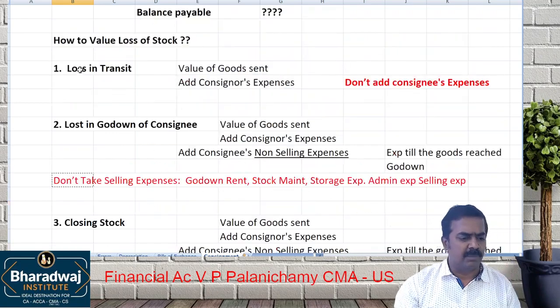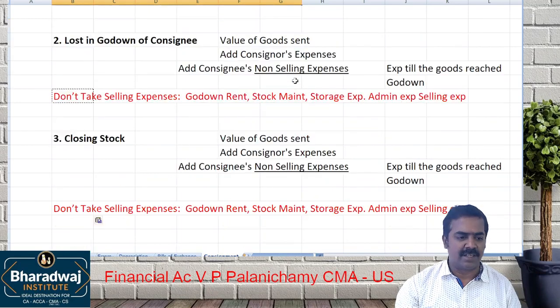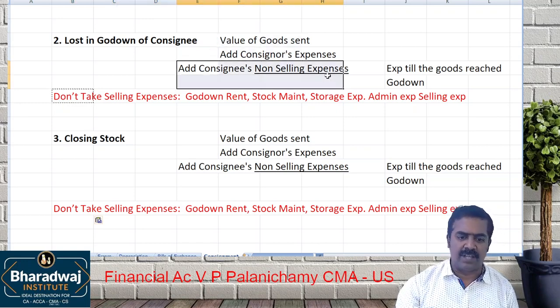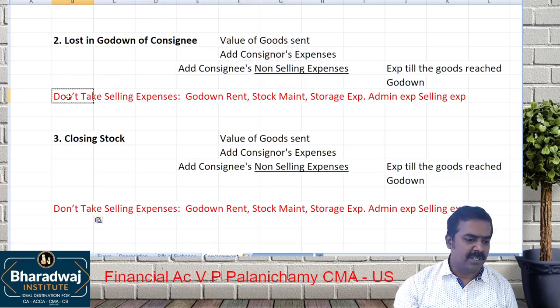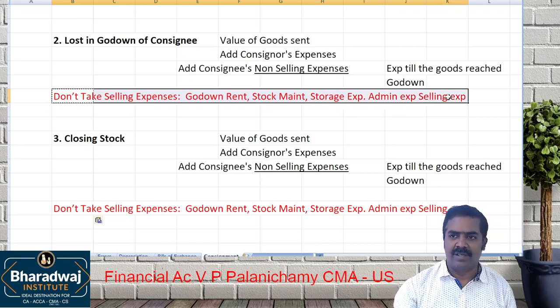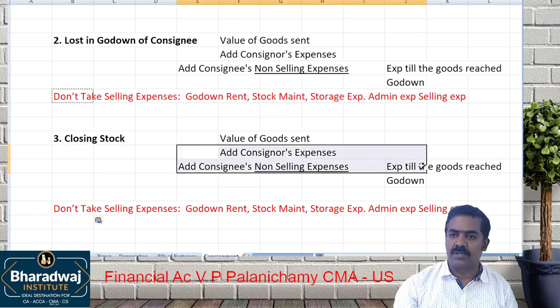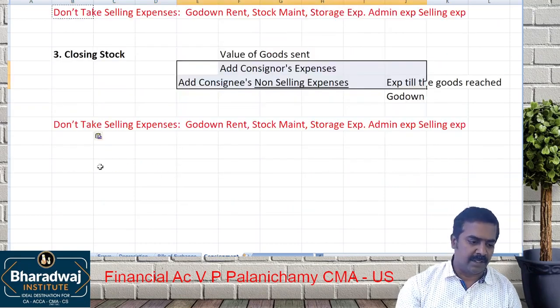Think logically. If the goods are lost on the way, include only what? Consignor's expenses. If they are lost after reaching the consignee, you have to add his expenses, only non-selling expenses. Because selling expenses are made for the purpose of sale, not for the stock. So don't take selling expenses. Closing stock also same method.